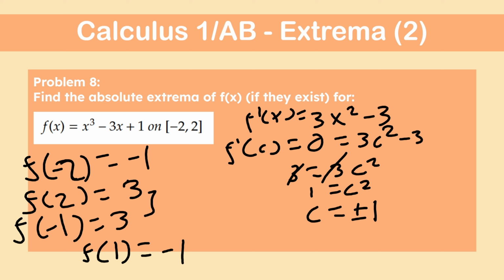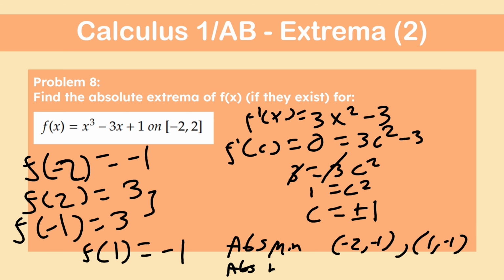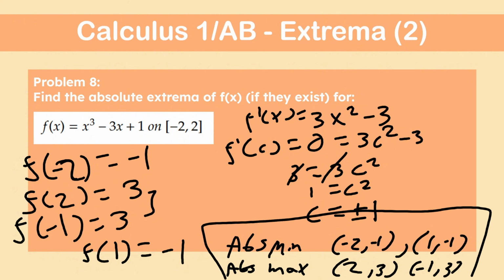So this means that the absolute minimums of this function on this interval occur at the points negative 2, negative 1, and 1, negative 1, and that the absolute maximums on this interval occur at 2, 3, and then negative 1, 3. That'll be our final answer.